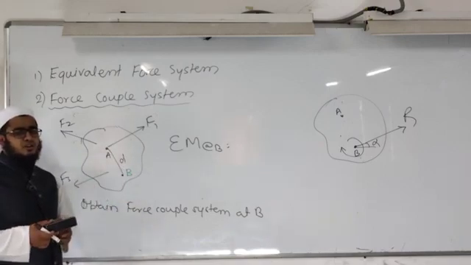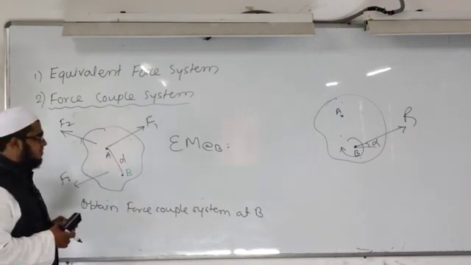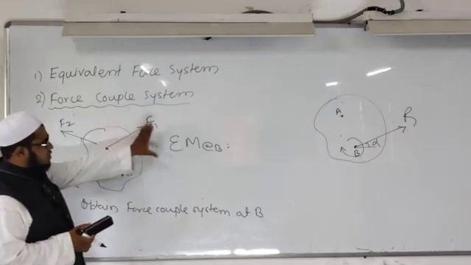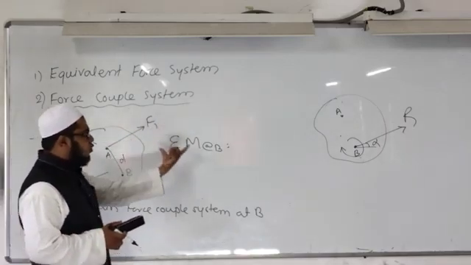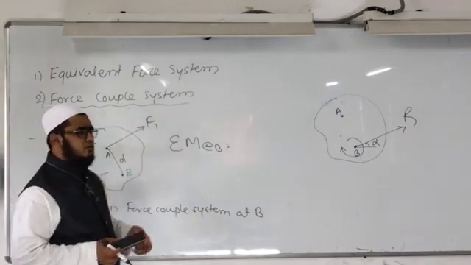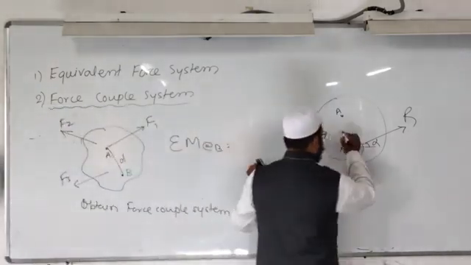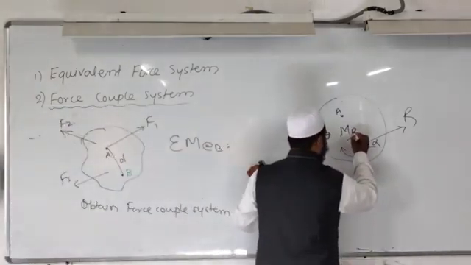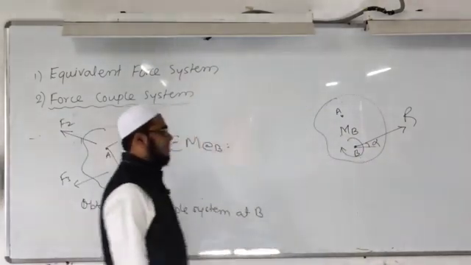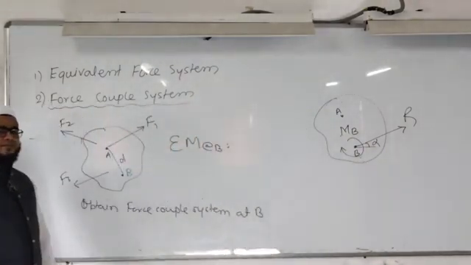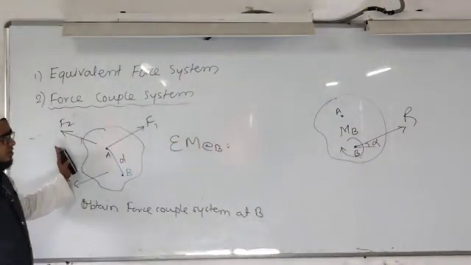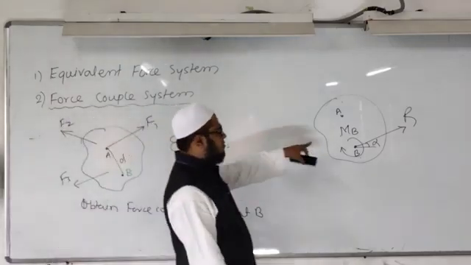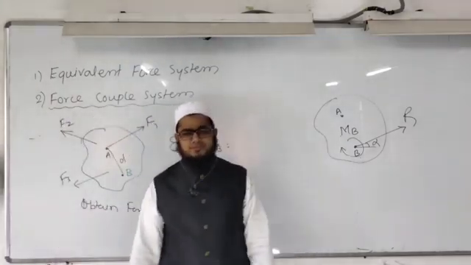As we have seen in the numericals, after calculation of the moment at point B, show that moment as a couple at the desired point. Here I will write moment MB. Then the given force system is converted into an equivalent force couple system.